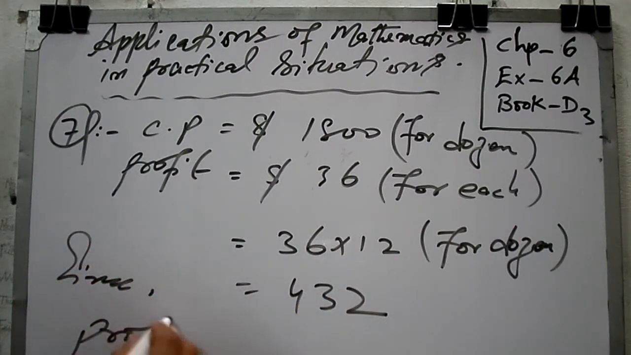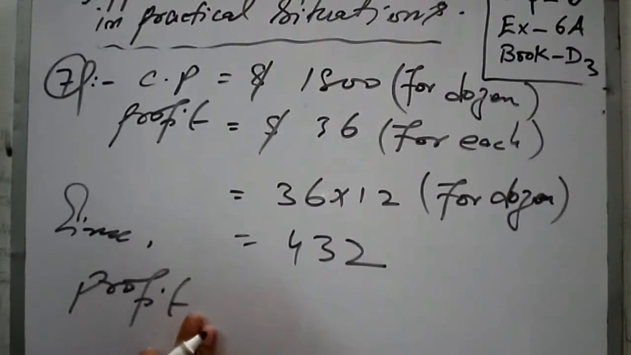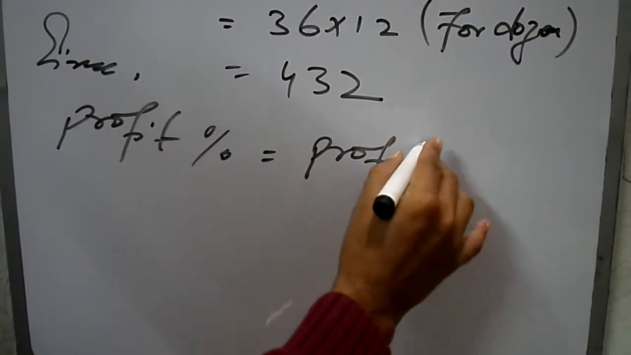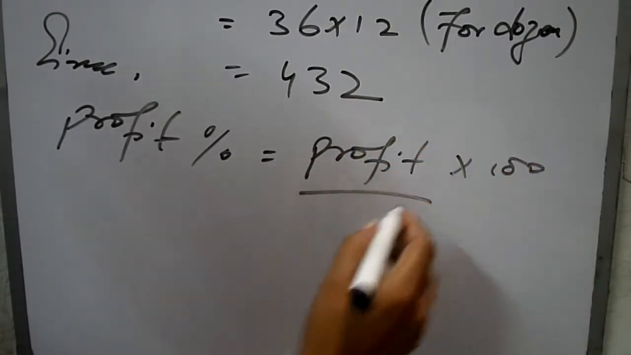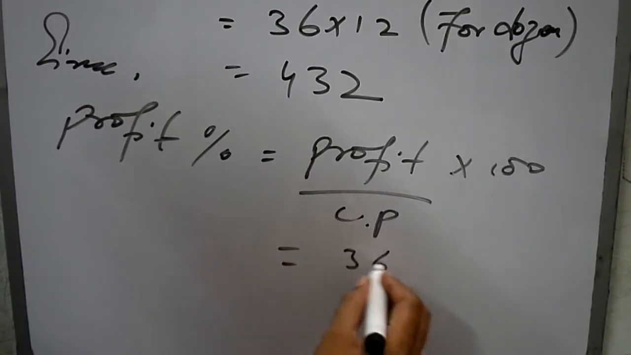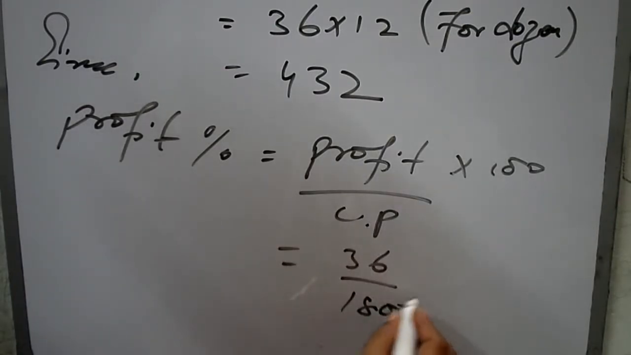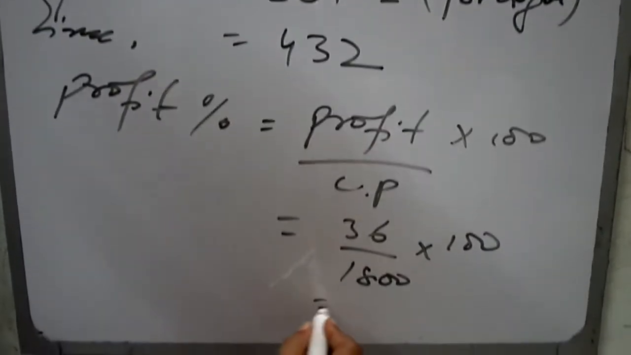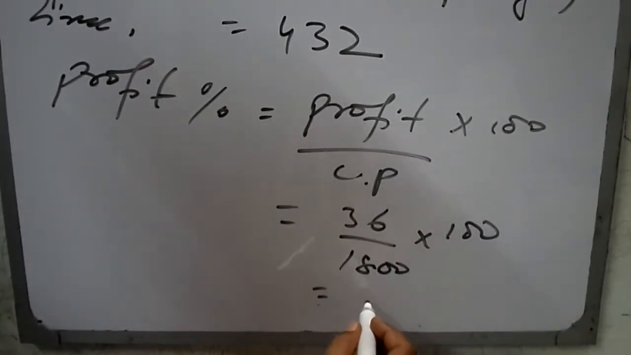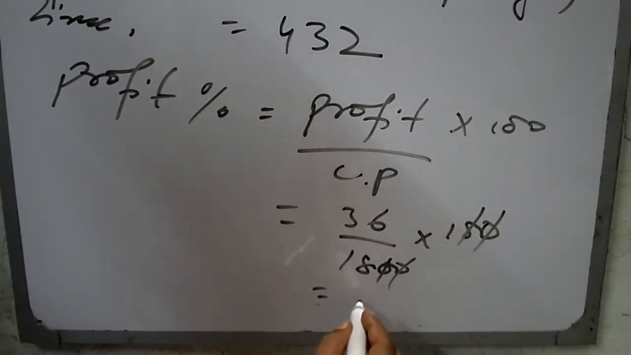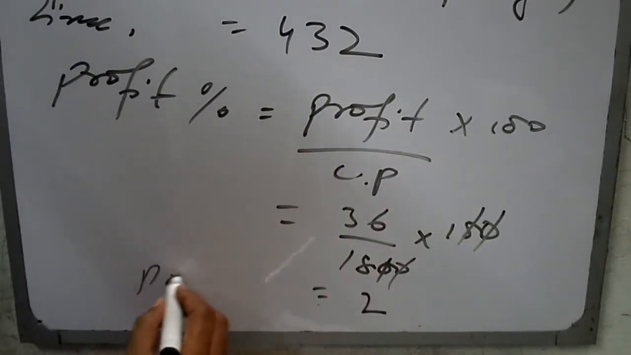Since profit percentage, we have a formula, that is profit percentage is equal to profit multiplied by 100 divided by cost price. So 36, cost price is 1800. So you will get the profit percentage, by using this cancellation law. So you will get 2. So 2 is your profit percentage.